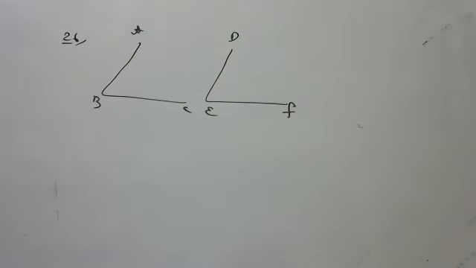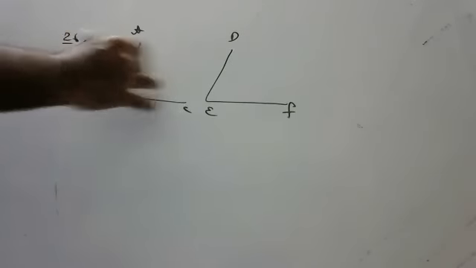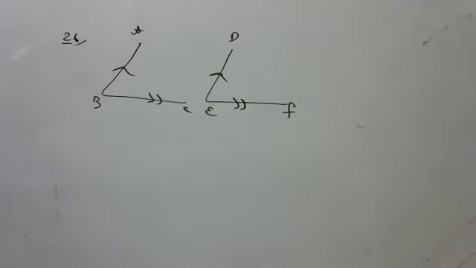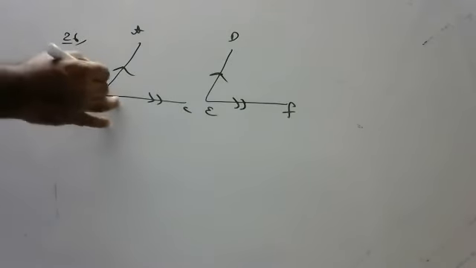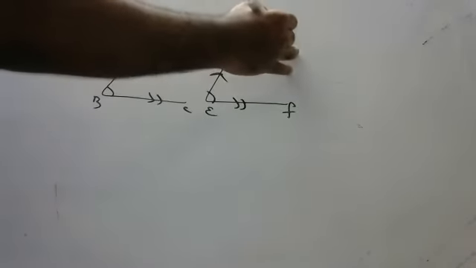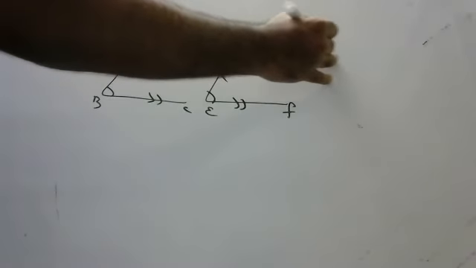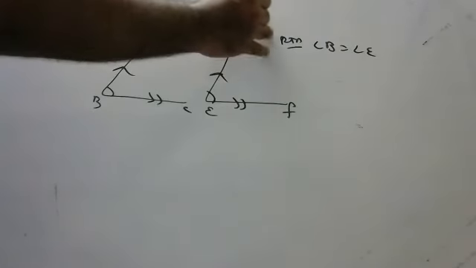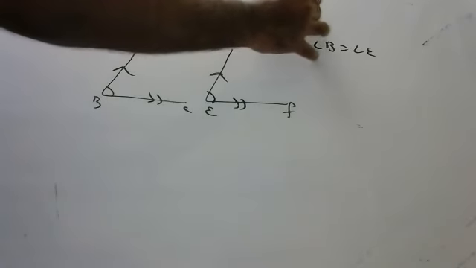So what he's saying, children: arms BA and BC of angle ABC are parallel to arms ED and EF. Let's say they are parallel. Prove that angle ABC is equal to angle DEF. What is required to prove, children? Angle B is equal to angle E. Okay, what is given, children? AB is parallel to ED.